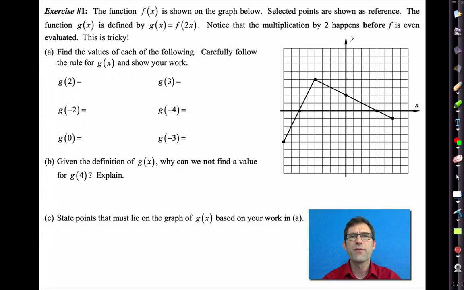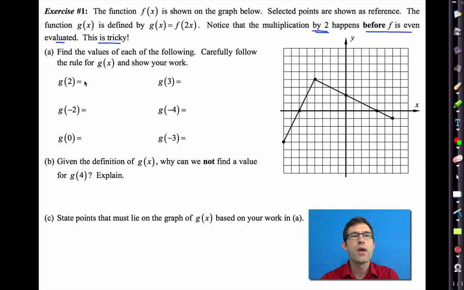Exercise number 1. The function f of x is shown on the graph below. Selected points are shown as reference. The function g of x is defined by g of x equals f of 2 times x. Notice that the multiplication by 2 happens before f is even evaluated, and this is tricky. All right, but let's see how it works. Letter A says find the values of each of the following. Carefully follow the rule for g of x and show your work.